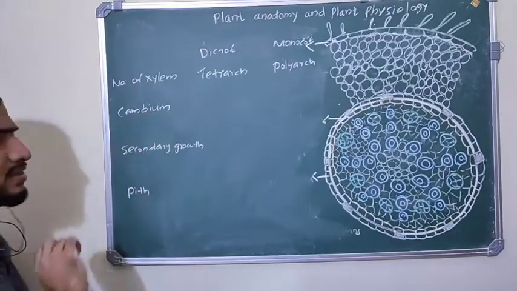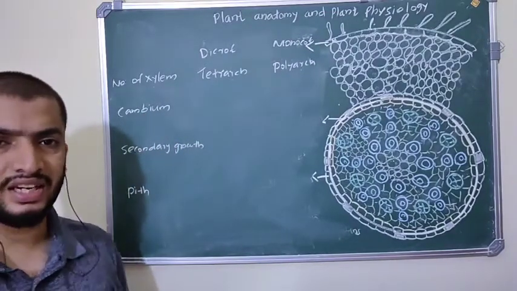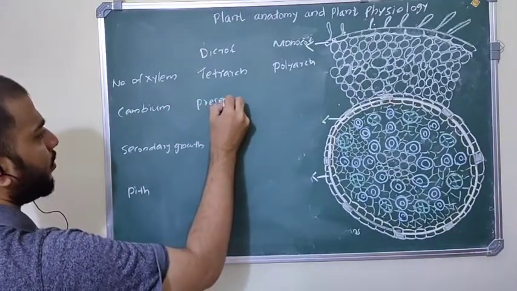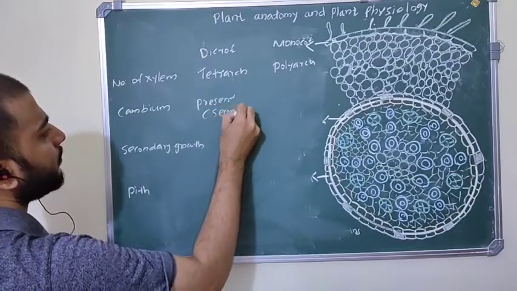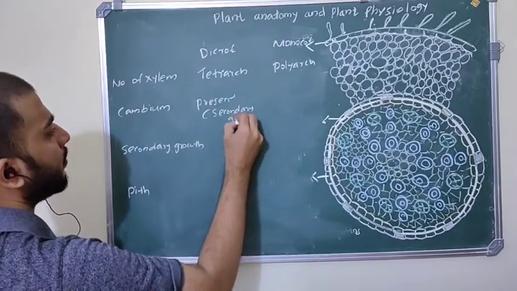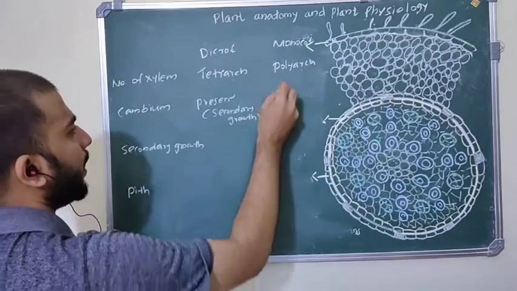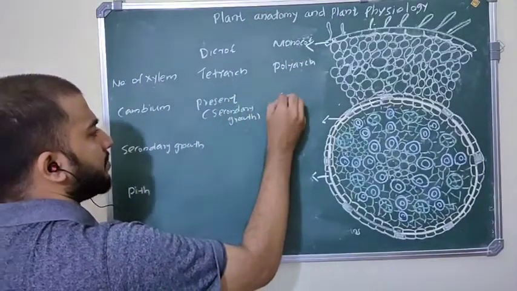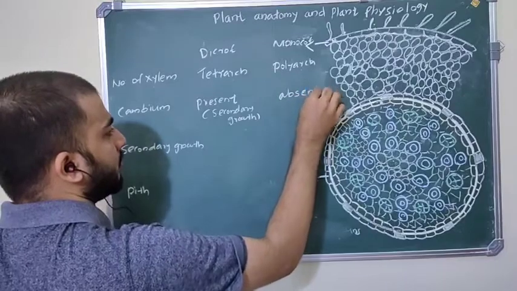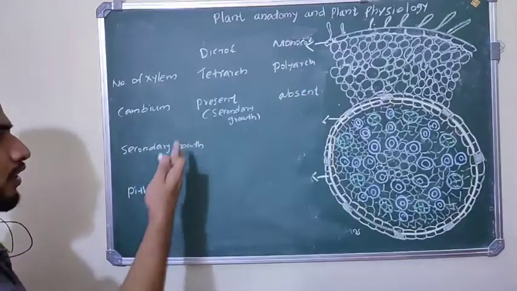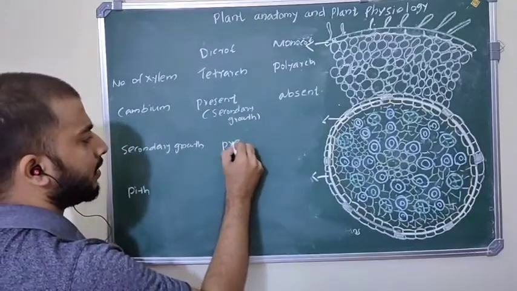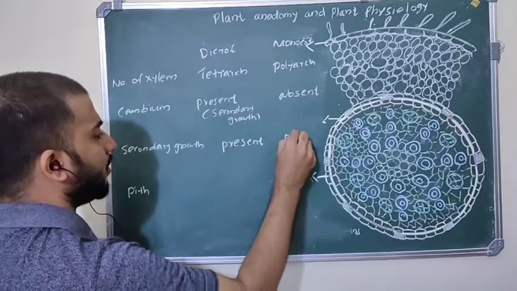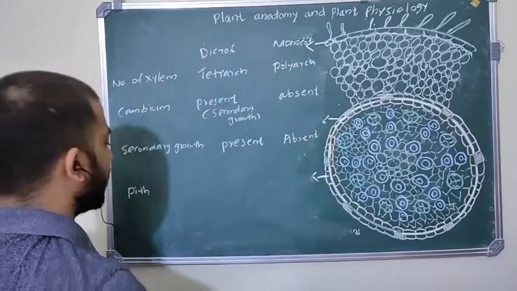Then cambium. Cambium is a tissue which is responsible for secondary growth. In dicot root, this cambium is present, but only during the time of secondary growth. But in monocot root, there is no secondary growth, so cambium is also absent. Then secondary growth. Already we discussed that secondary growth is present in dicot root, but in monocot root, no cambium, so no secondary growth. So it is absent.